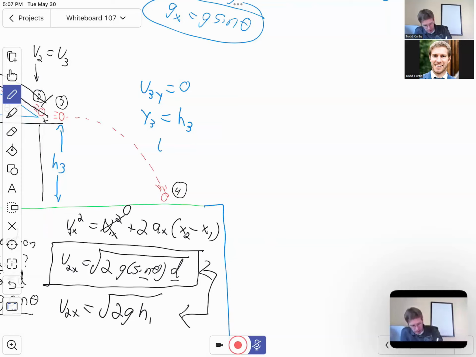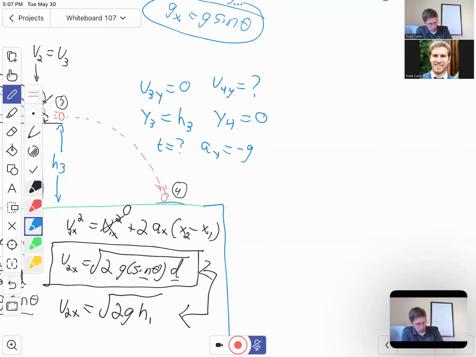Our time that it's in the air is what we're trying to figure out. Our acceleration in the Y direction we know is just negative g, and we know that V4Y is unknown. And then we know Y4 is just going to be 0 because it's hitting the ground. So again, what we're doing is defining axes where the 0 point in the y direction is at the ground. And our initial x position will be 0, as we'll see in a minute.